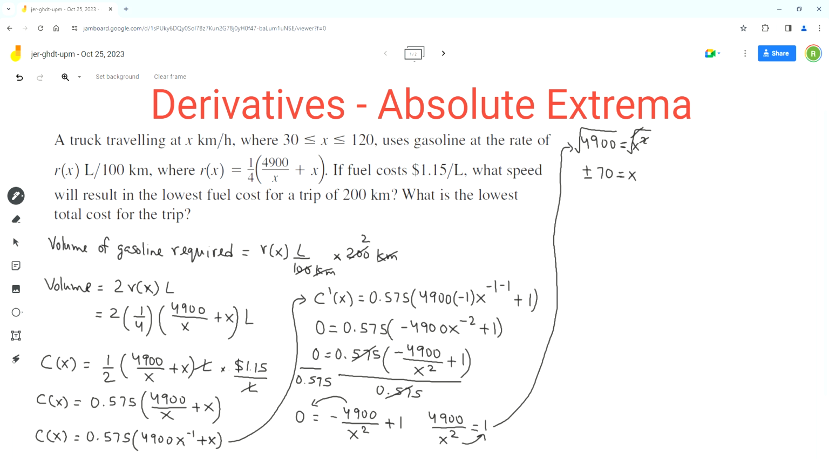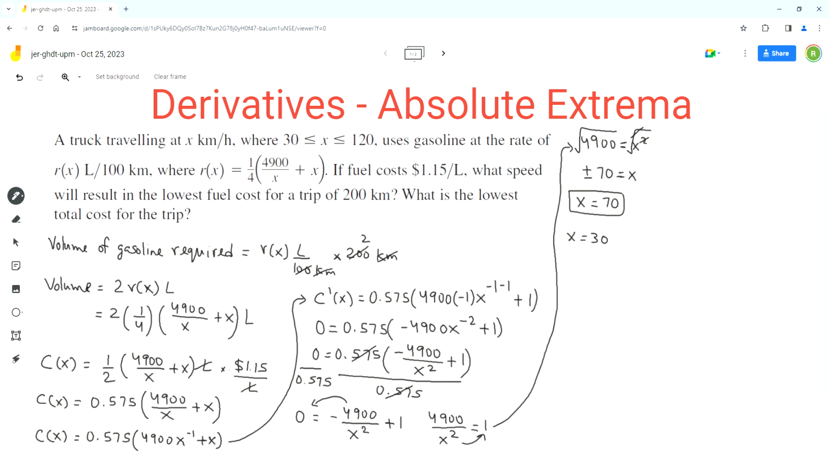Now the given interval for x is from 30 to 120. So the -70 is an invalid answer for x. So the final answer for x should be just 70. So this is the x value at which the tangent is horizontal. So that means there are 3 x values we have to consider for our analysis. So the first x value is the lower limit of the interval. So x equals 30.